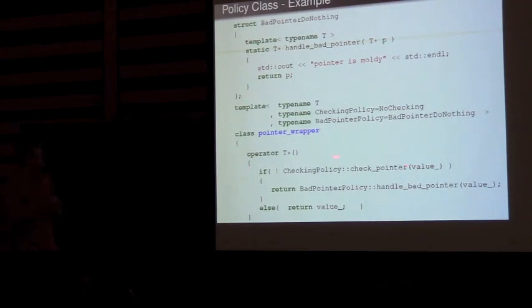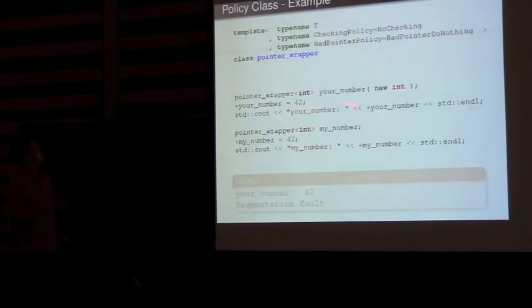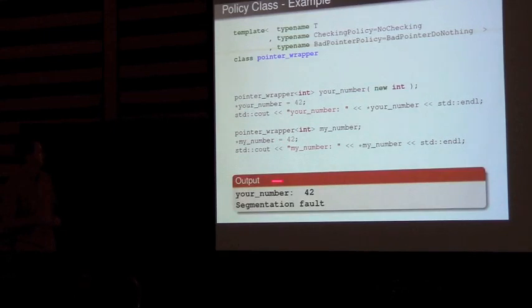So if I get here, check pointer, and indeed it comes back, it's null, because I was using my policy that allowed it to check, and I do bad pointer policy, handle bad pointer, and I pass it in, then I should get pointer is moldy and return something like null. All right, so let's do that. Let's wrap an int, new that int off, assign it 42, and then dereference it and print it out. Let's do the same thing, but we forgot to new it off here. And we get your number's 42 and a segmentation fault. So 42, and then at this point here, we're seg faulting.